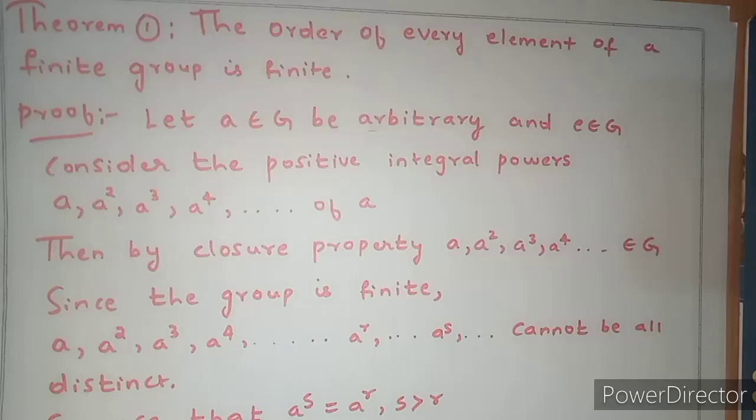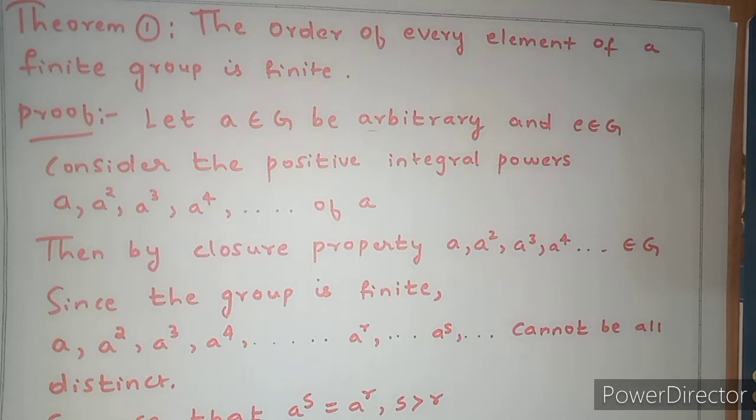Hello friends, so here is the first theorem. The order of every element of a finite group is finite. So here they have given that the group is finite and we have to show that the order of each element in the group is finite. So this is the statement explanation.